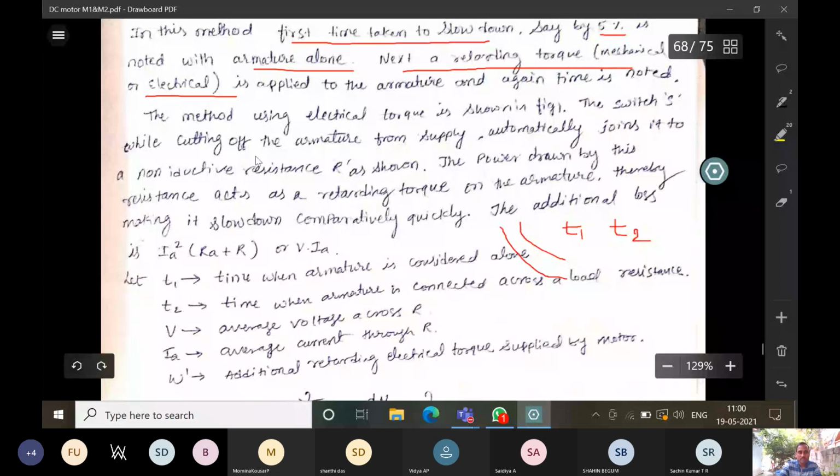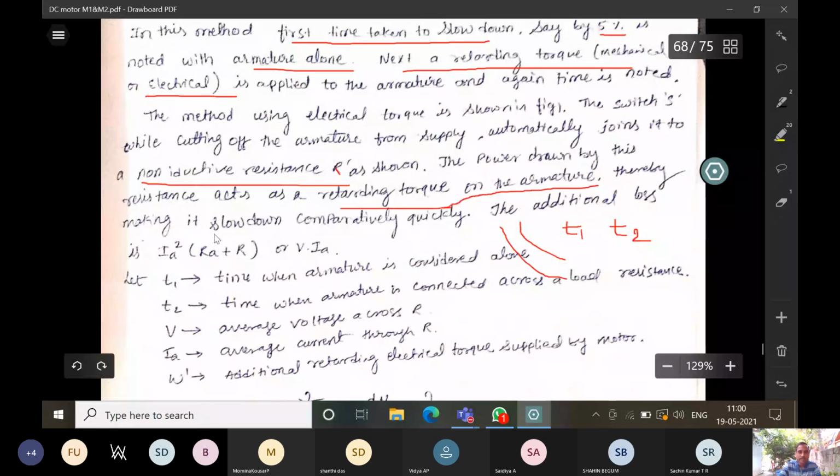The switch S, while cutting off the armature from the supply, automatically joins it as a non-inductive resistance R. That is, only resistance is there, without inductance. So that is connected, that is shown. The power drawn by the resistance acts as a retarding torque on the armature. So this is called the retarding torque.